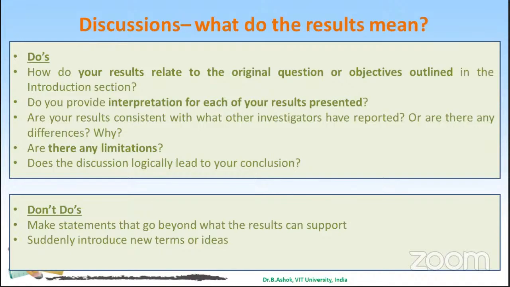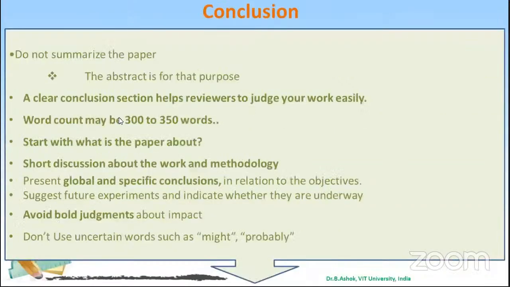What not to do: do not make statements that go beyond what the results can support, and do not suddenly introduce new terms or ideas beyond the context being discussed in the results and discussion section. Whatever you know to be correct, discuss it pinpointedly. You should not write "it may be" or "it might be", because those are your results. You should be confident in your results. You should not be doubtful in your results and discussion section. This is very, very important.